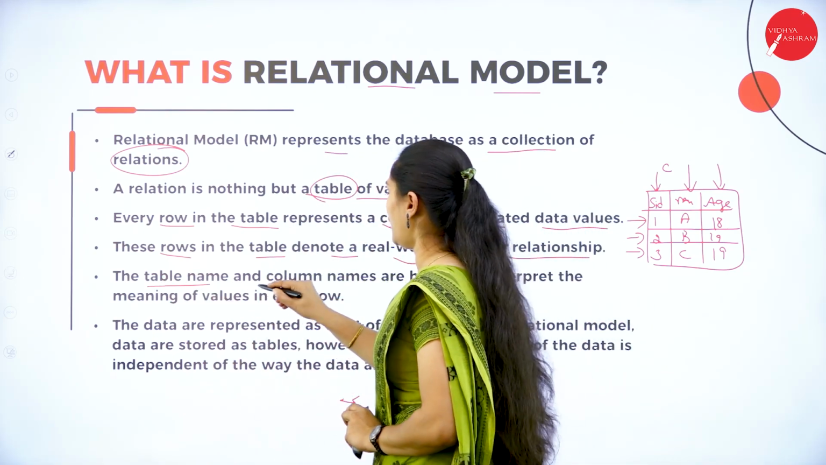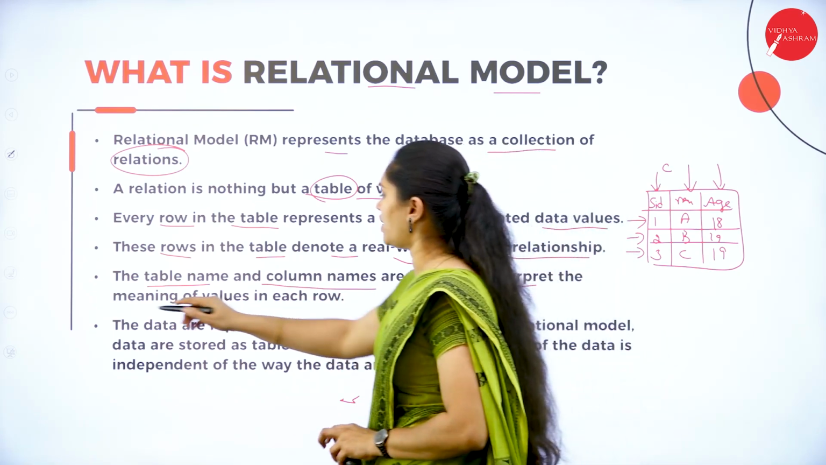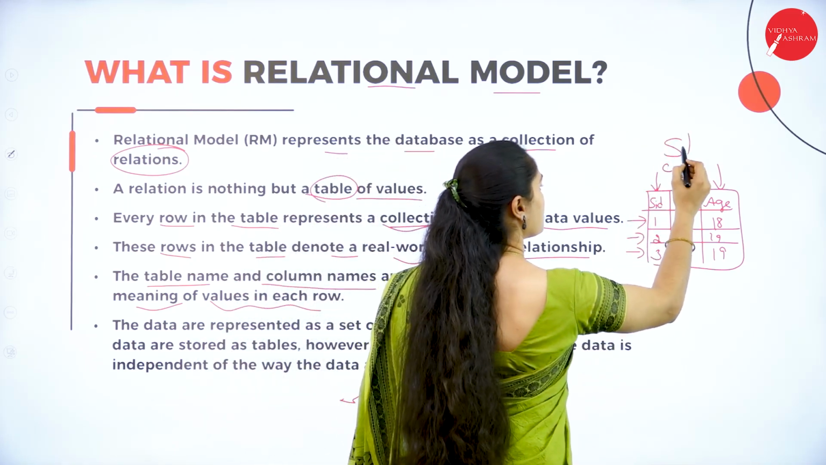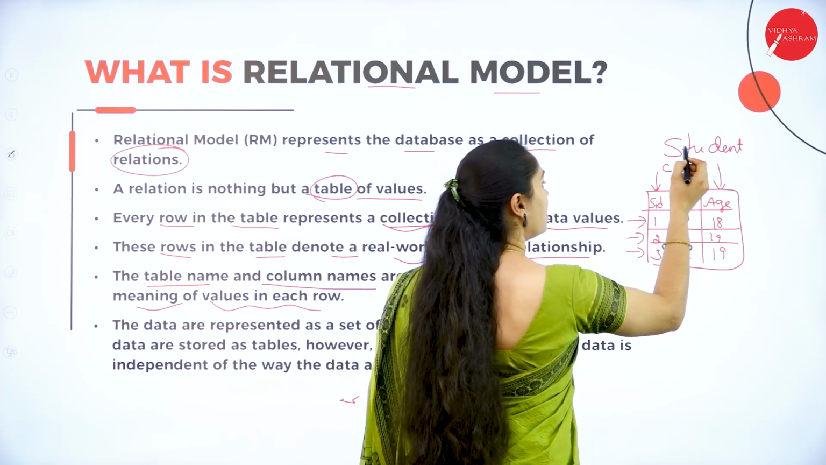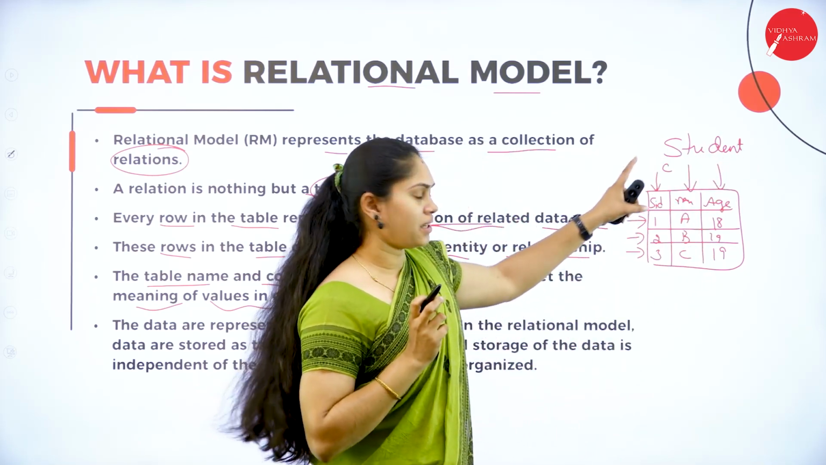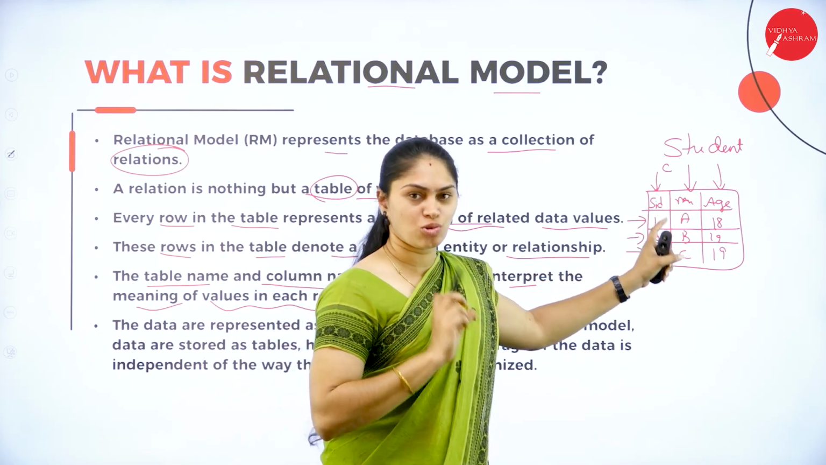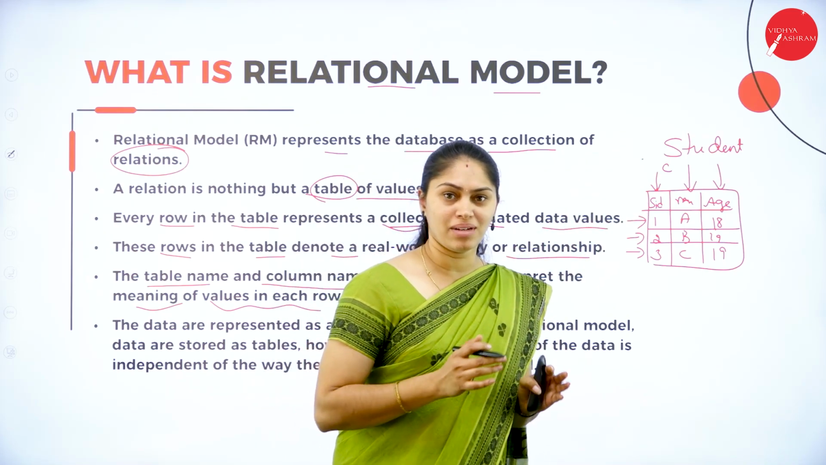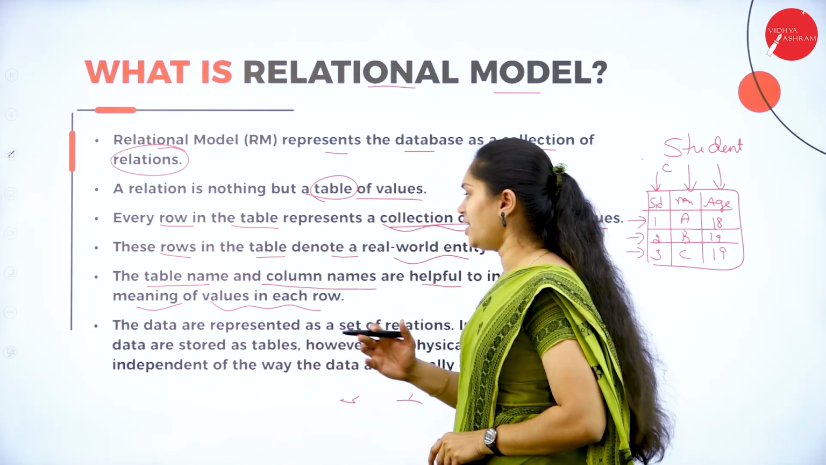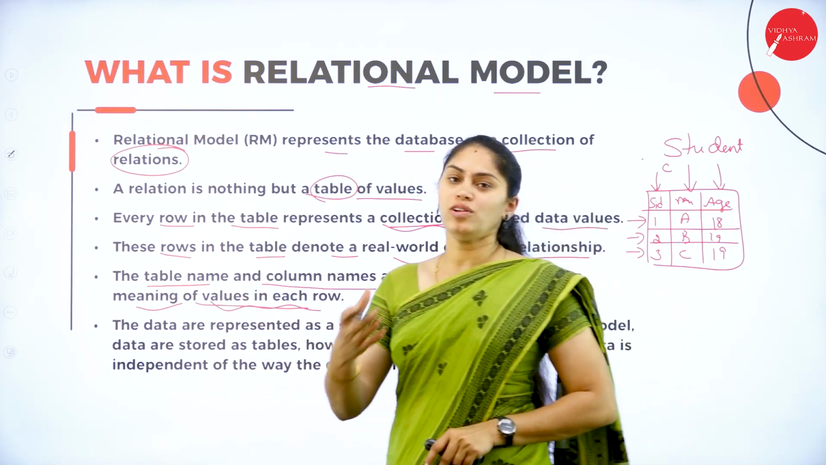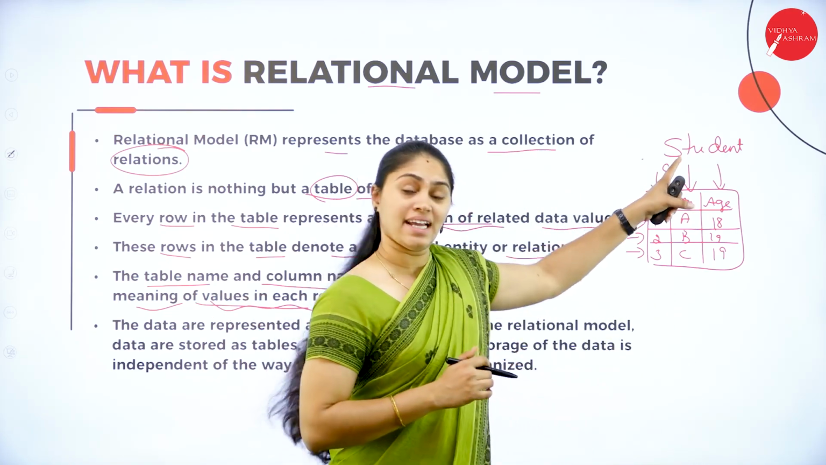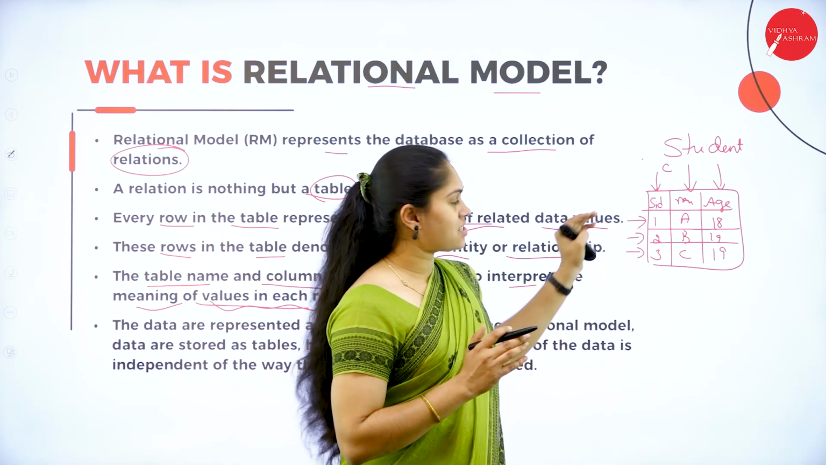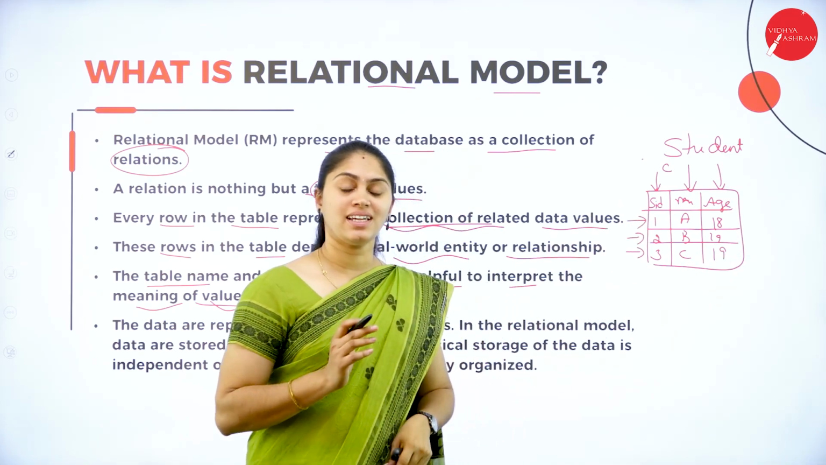The table name and column names are helpful in order to interpret the meaning of the values in each row. As I told earlier, I am taking the table name as student, and with this table name I have certain columns called student ID, name and age. If I consider this table name along with these column names, that will be helpful in understanding and giving meaningful values to the rows. I will get to know that this is a student table comprising student ID, name, age, and I have to give values related to this entity or real world object.